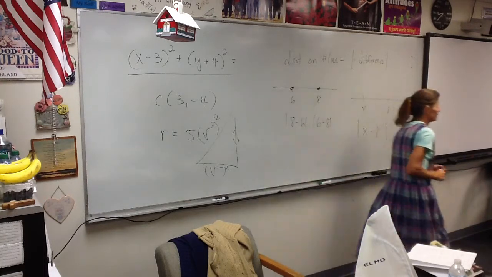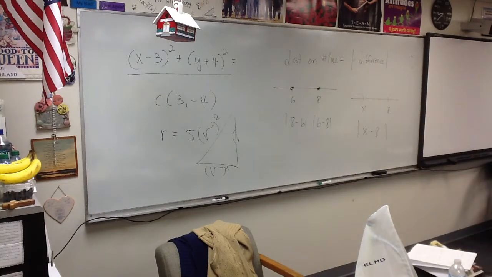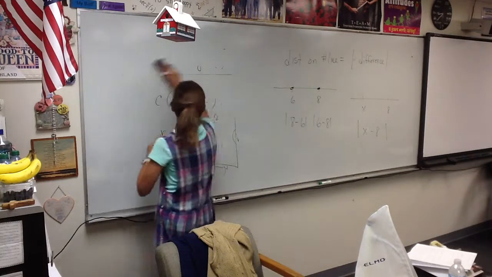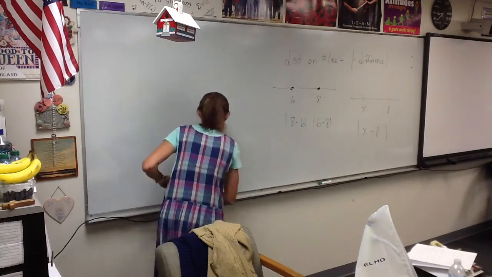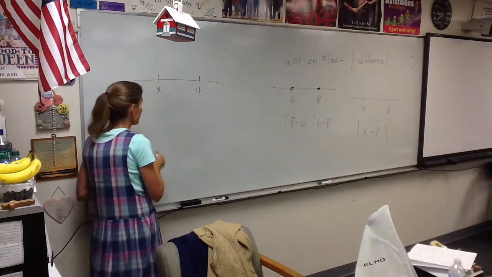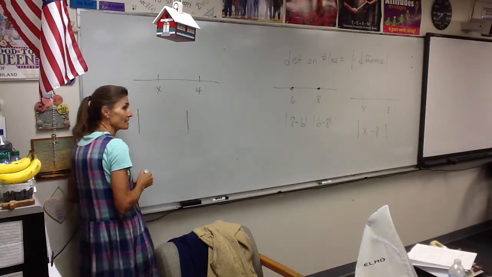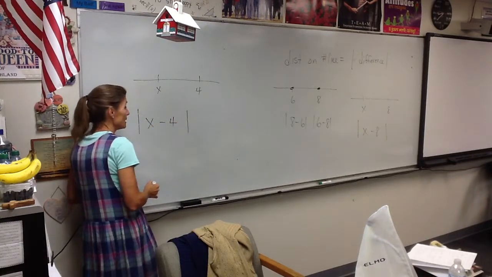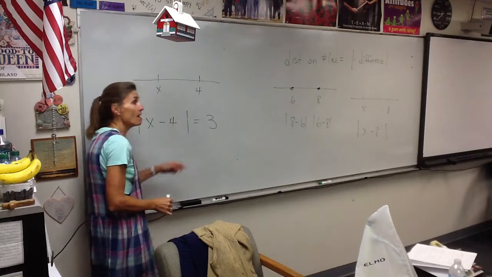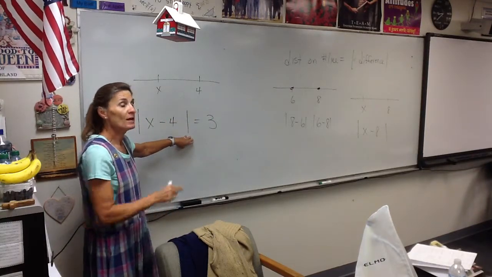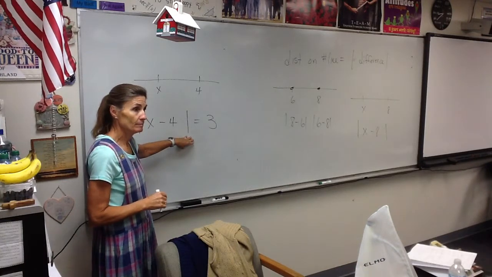So when a problem like number 49 says the distance between x and 4 is 3, how do we do that? The distance between x and 4 is the absolute value of x minus 4, is 3. There's the equation in absolute value that expresses that idea.